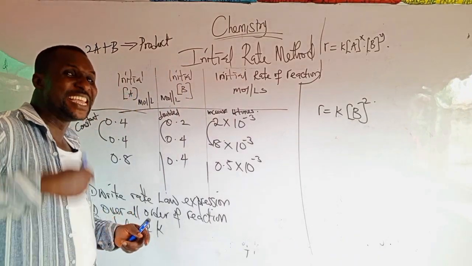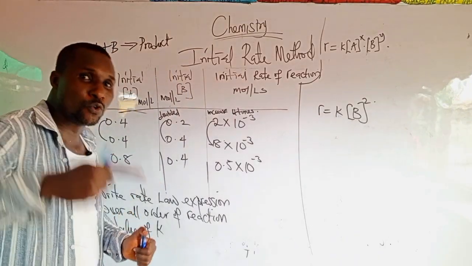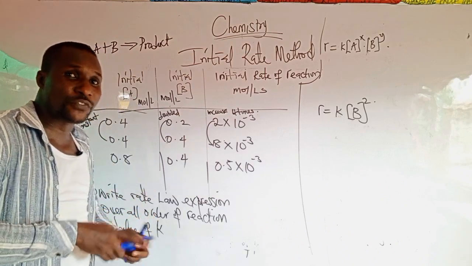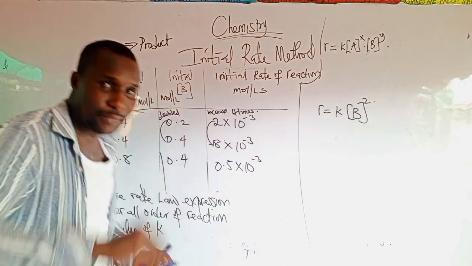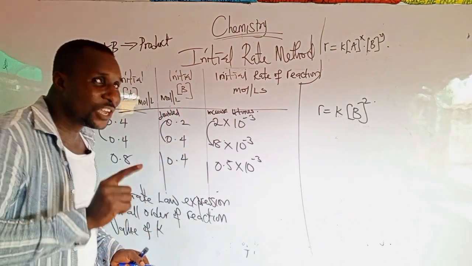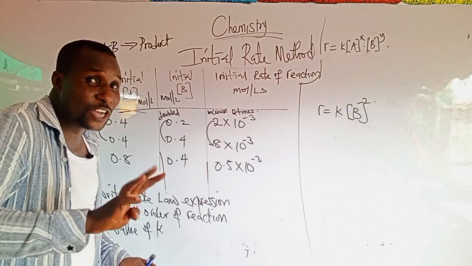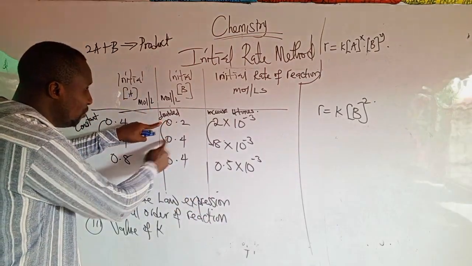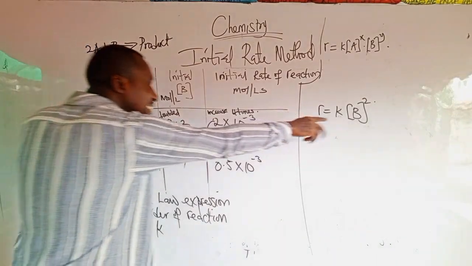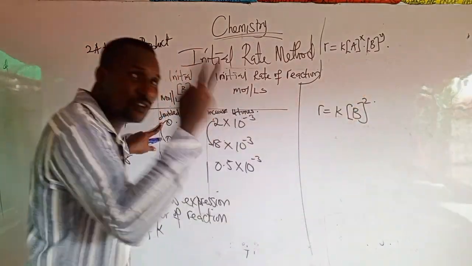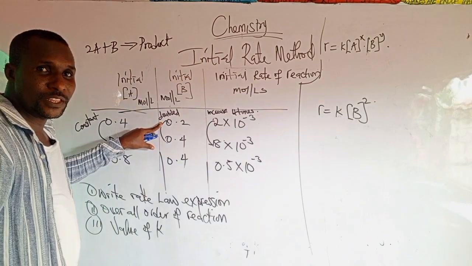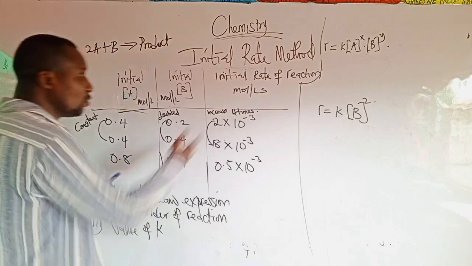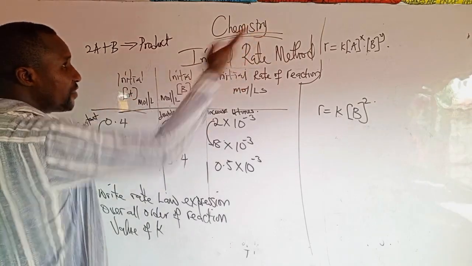That when you double the concentration under second order, the rate of reaction increases 4 times. Take note. When you double concentration, rate of reaction increases 4 times under second order. When this one is doubled, this one increases 4 times. That means the order of reaction with respect to B will be second order. Then let us go to the order of reaction of A.